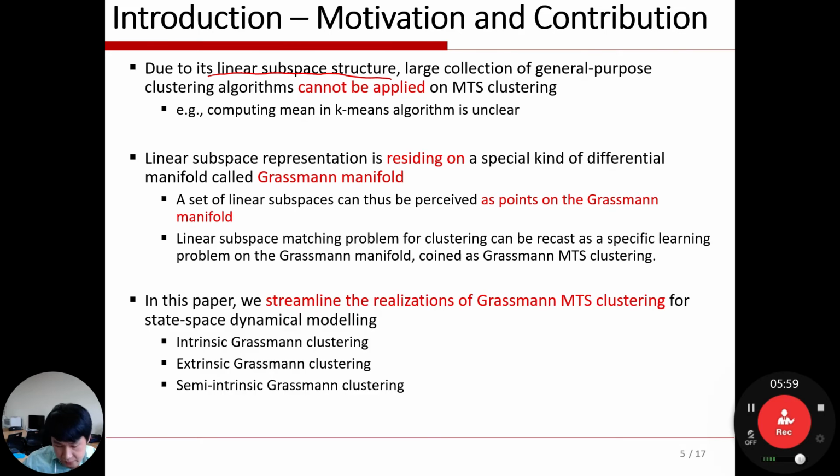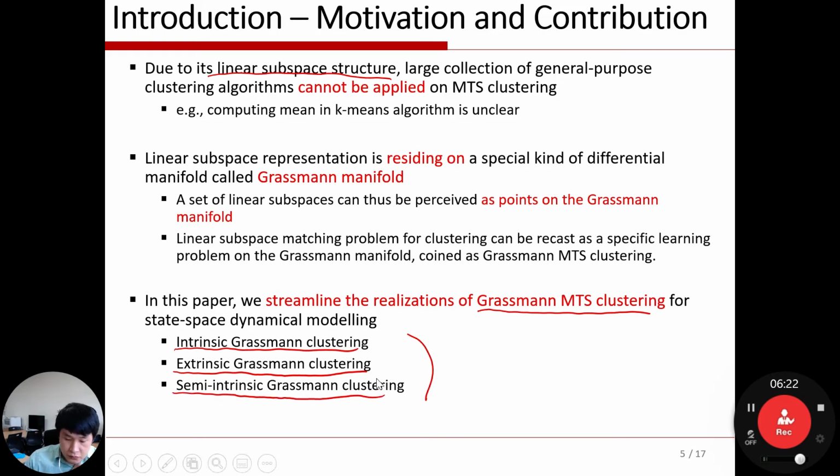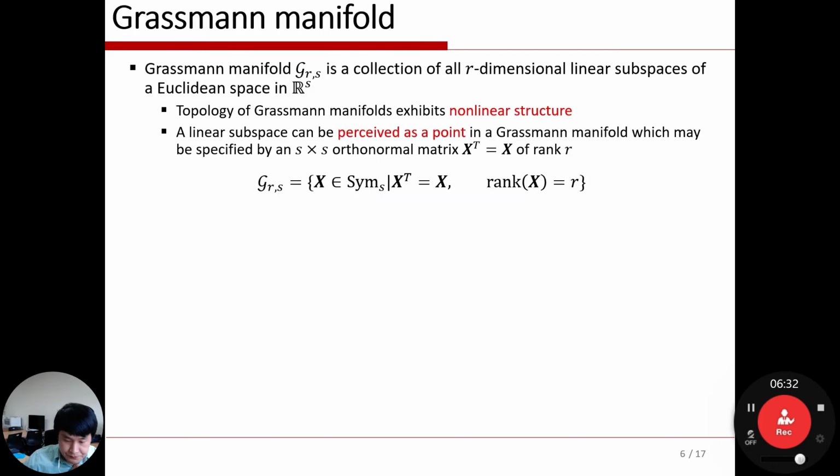In this paper, what we have done is to streamline the realization of Grassmann MTS clustering techniques into three umbrella approaches. First one is intrinsic Grassmann clustering. Second one is extrinsic Grassmann clustering. The last one is semi-intrinsic Grassmann clustering. We will introduce how we categorize the Grassmann clustering techniques into these three approaches in the following pages.